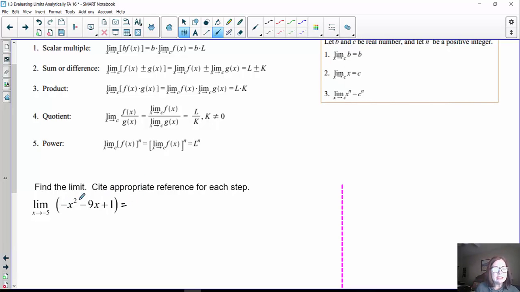Well, I noticed that here I have a series of terms being added and subtracted. The sum or difference property says that I'm able to separate those. So let's let that be our first step. So I would have the limit as x approaches -5 of -x squared minus the limit as x approaches -5 of 9x plus the limit as x approaches -5 of 1. And then, what's my reference? I'm going to say the sum or difference property.